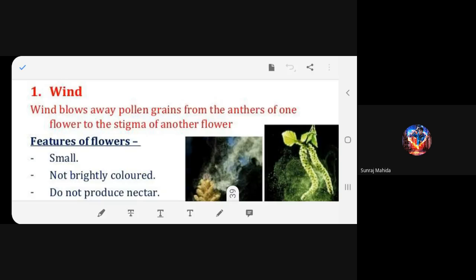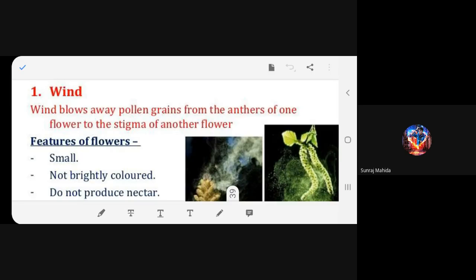Now, let's see why wind is helpful in pollination. With wind, the anthers produce pollen grains in large amounts, and from one flower it goes to the stigma of another flower. What are the features of these flowers? Why is wind useful? Because these flowers are very small. They are dull-looking. They are not at all attractive. And the third is that they are not producing any sweet-smelling nectar.